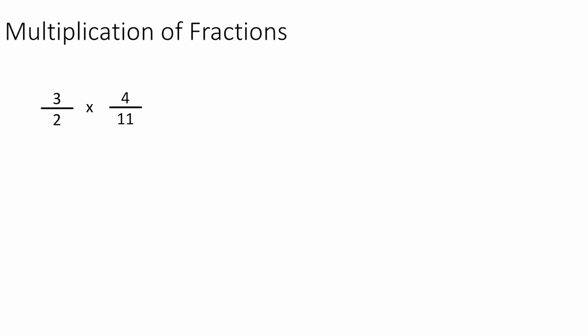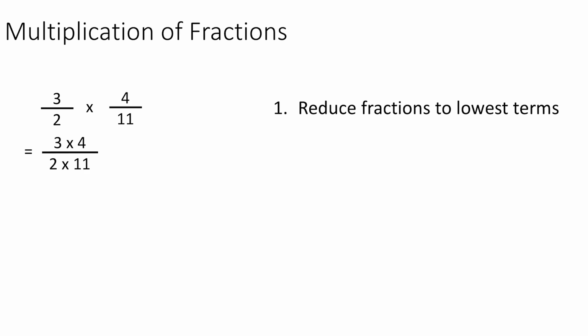So let's look at an example where we're multiplying 3/2 times 4/11. Let's join these together, because when we multiply, we really just multiply straight across. So we're going to get 3 times 4 in the top over 2 times 11. This is where we're going to look at simplifying if we can. Rather than letting our numbers get big and then simplifying later, this is actually the best time to simplify.